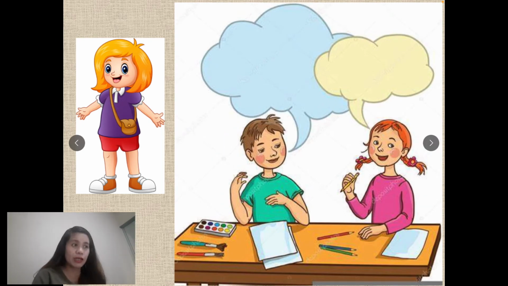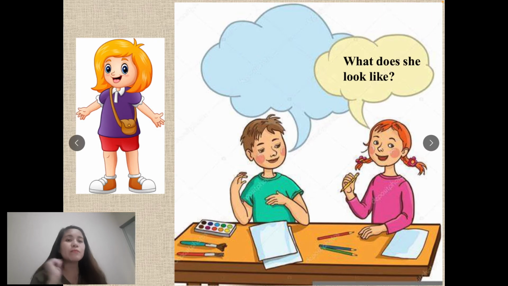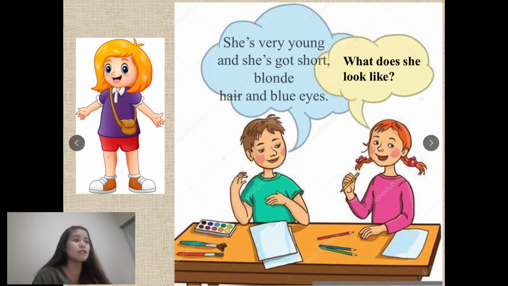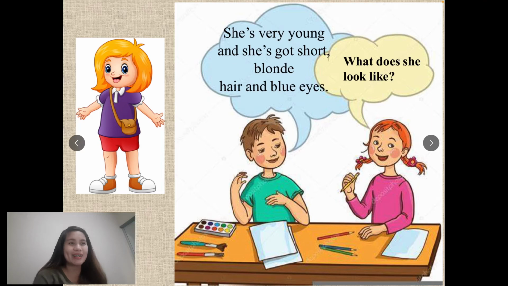So these two students will be describing the picture. So the girl asked, "What does she look like?" Look at the girl. Remember, when we describe a person, first we look for the whole body. Okay? So the boy answered, "She's very young." And she's got short blonde hair and blue eyes. And that is describing the body part.